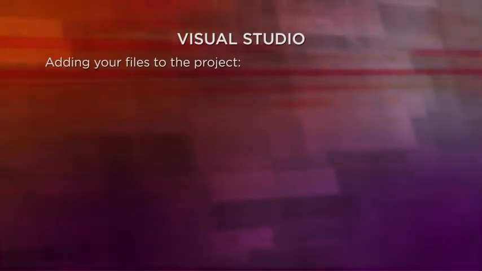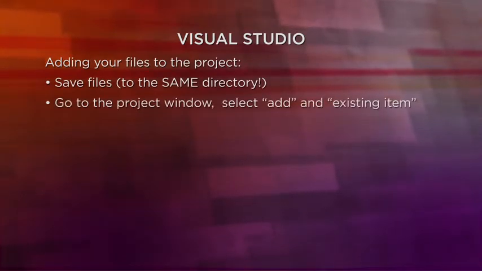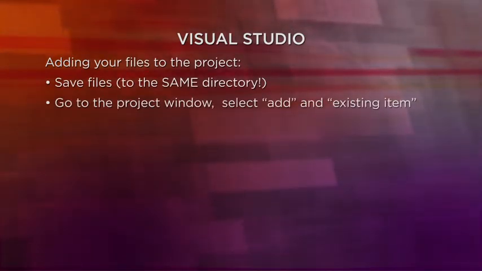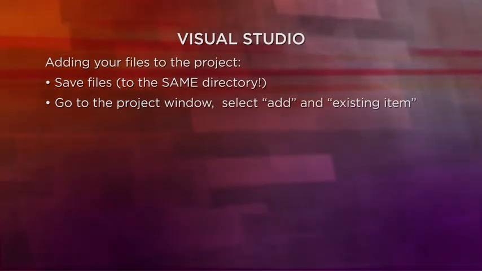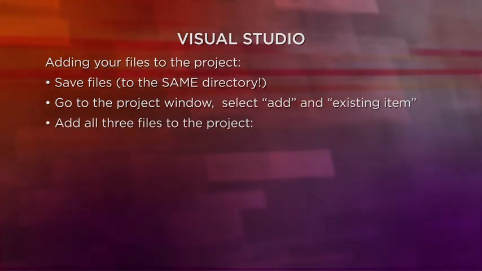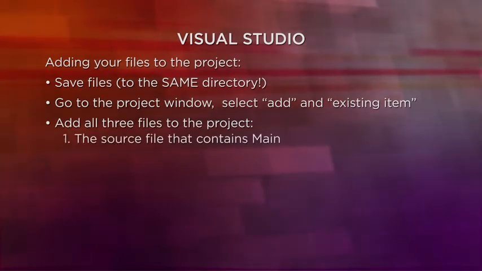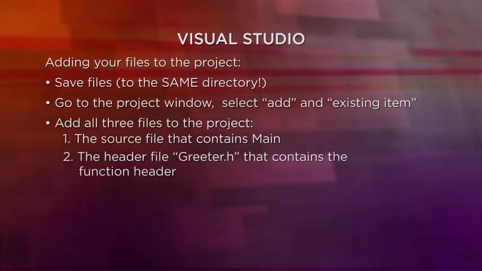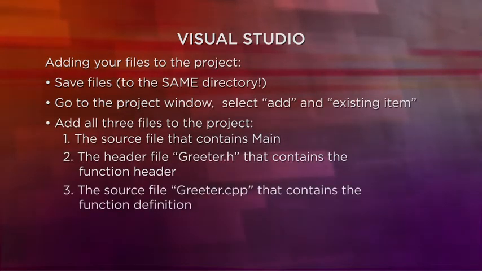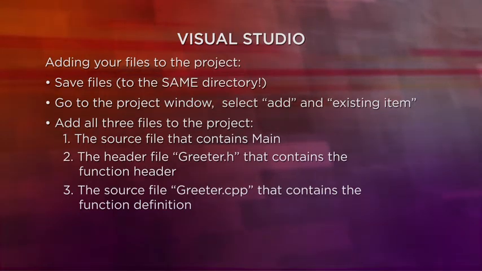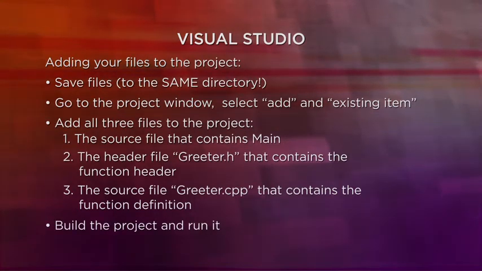In Visual Studio, the separate files that you create are not automatically put into your project, so you will have to add the files to the project when you're ready to compile them. To add the files to the project, after saving them, you go to the project window, then you select Add and Existing Item, and you'll then add all three files to the project: the source file that contains main, the header file, greeter.h, that contains the function header, and the source file, greeter.cpp, that contains the function definition. Then you can build the project or run it.